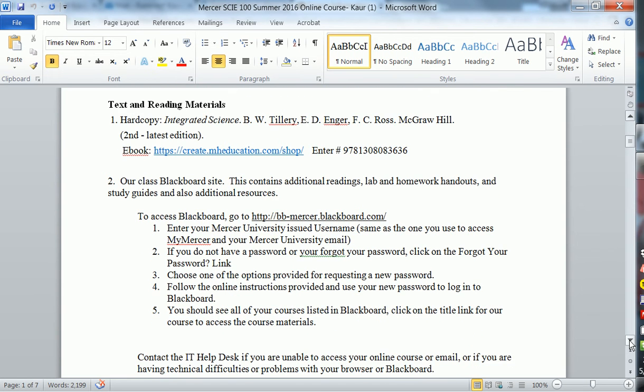Okay, the next important thing is the textbook. So in this course you are going to use this book, Integrated Science by B.W. Tillery, E.D. Enger, and F.C. Ross. This is a McGraw-Hill publication. You can buy the edition from the second edition to the latest edition. So basically, starting from edition number 2 going to the latest edition, all have the same basic information. So you can buy any edition starting from number 2 up to the latest.